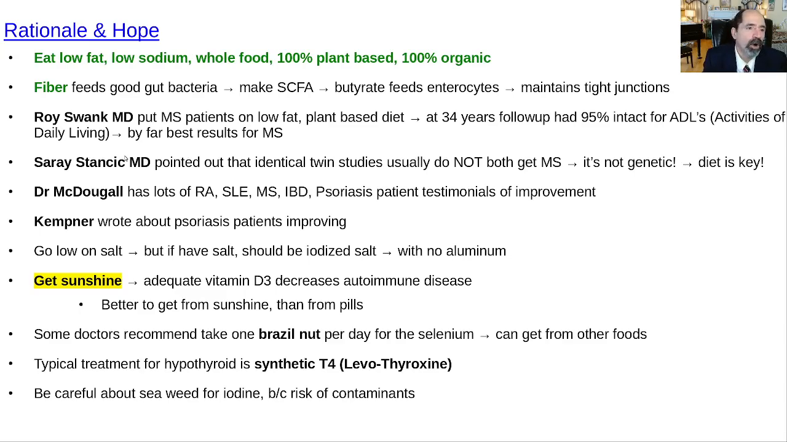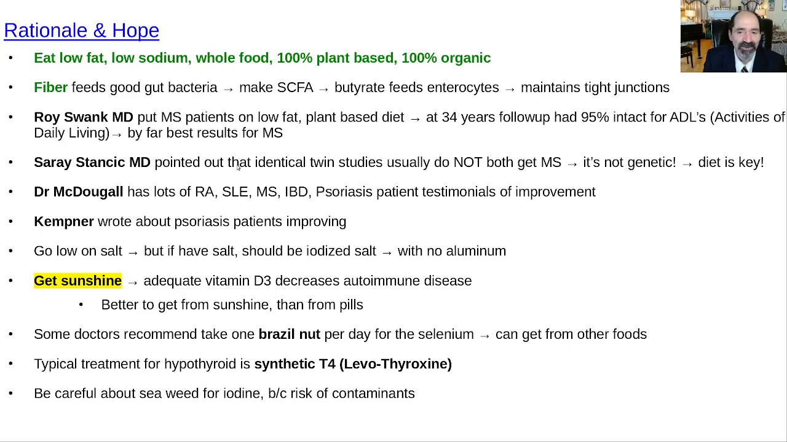Okay, rationale and hope. There are a lot of people who have resolved their autoimmune disease. You go to the drmcdougall.com site, it'll give you tons of testimonials. Kempner used to write about his patients with autoimmune disease who got better, especially he wrote a paper, I remember it, on psoriasis. Dr. Stari Stanchek, feisty lady doctor, at first felt consigned to a lifetime of powerful medications, and then she started studying MS and realized, gee, in the twin studies, they don't usually both get it. It's not genetic, okay?